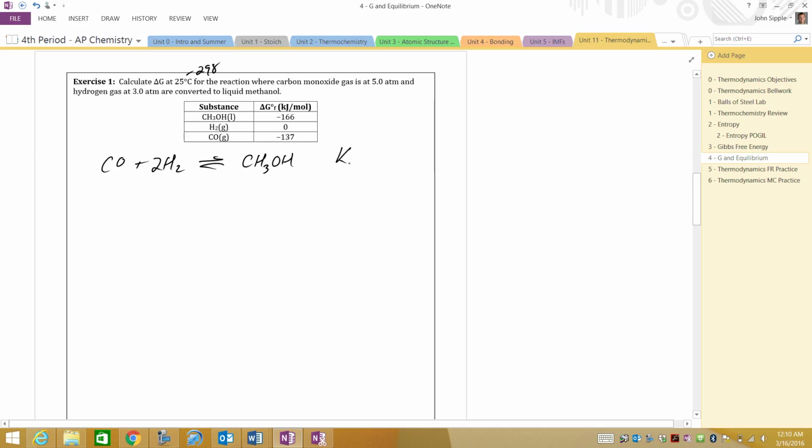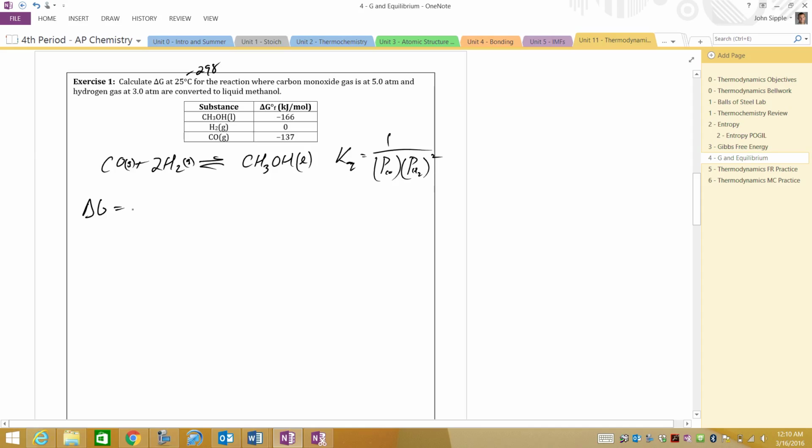Our K_eq here is going to be, because this is liquid, both of these are gases. So when we write out our equilibrium constant, it's going to be the pressure of carbon monoxide times the pressure of hydrogen gas squared. That will come in handy for us in a little bit.